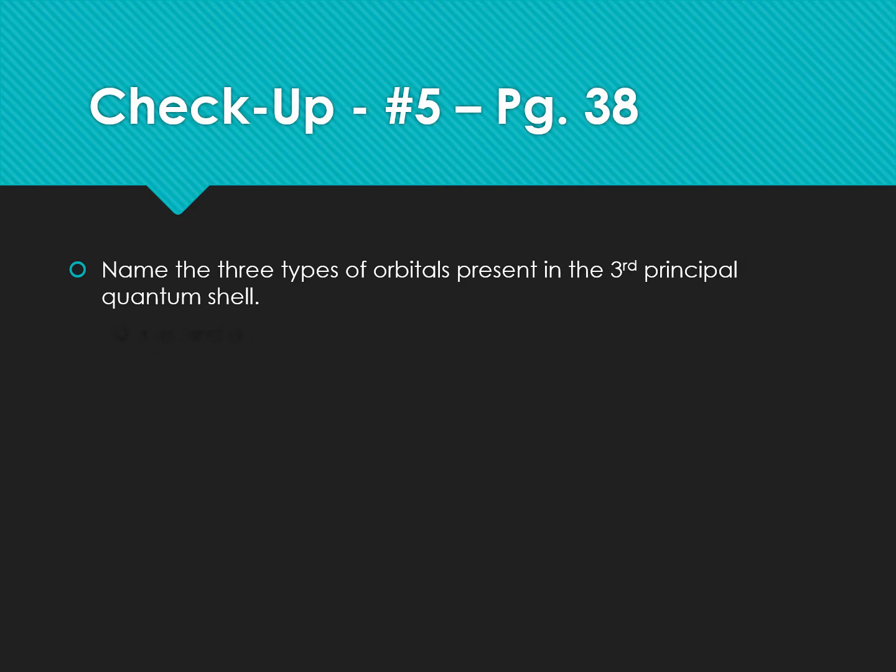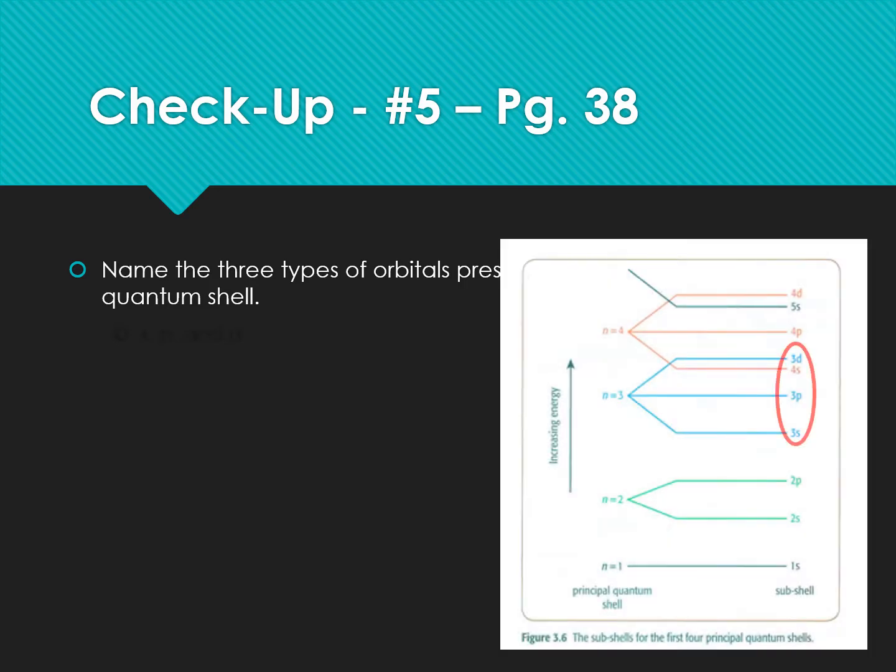Alright, name the three types of orbitals present in the third principal quantum shell. That's n equals 3. So we have the 3s, the 3p, and the 3d in the n equals 3 quantum shell.